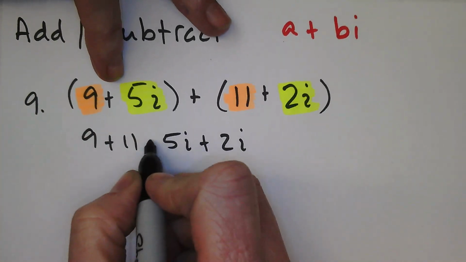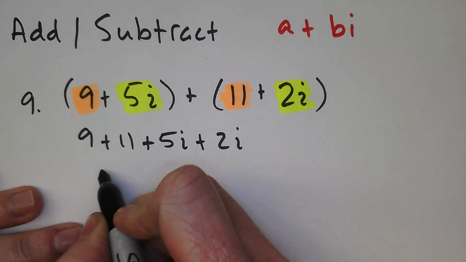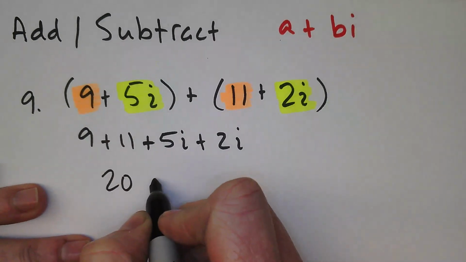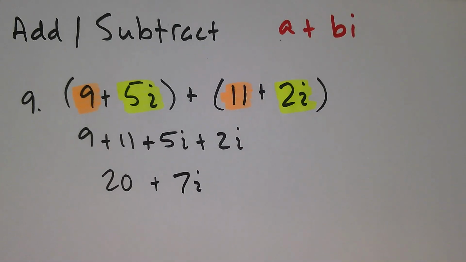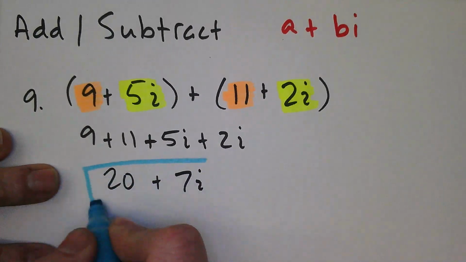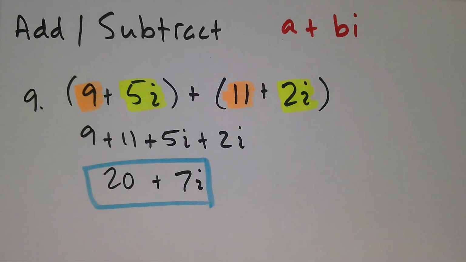Oh, I should put a plus sign right here because that's a little bit weird. So I end up here getting 9 and 11. That's 20. And then plus 5i plus 2i, that is 7i. That is in standard form, which means my real part comes first and then my imaginary part is second. And that is my final answer. That's all there is to it.